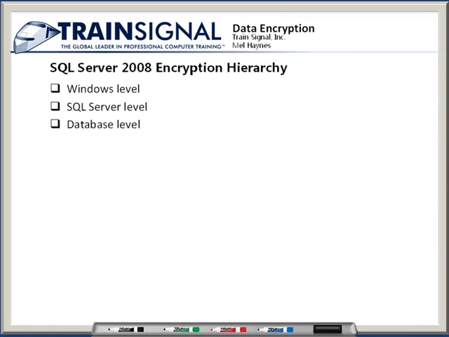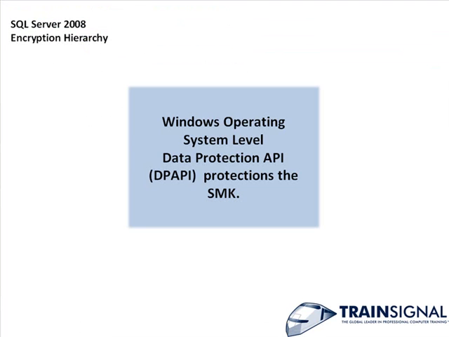When we start looking at encryption in SQL Server, it's important to have some understanding of the SQL Server encryption hierarchy. There are three levels when you're looking at the hierarchy. First of all, there's the Windows level itself, followed by the server level, the SQL Server level, and then third, the database level. But here, let's look at a diagram that'll hopefully help with that.